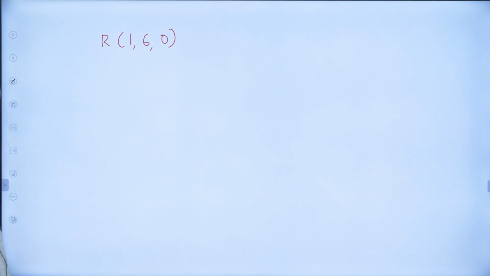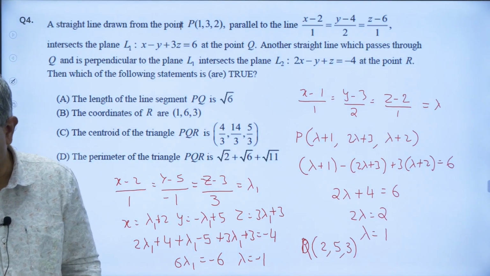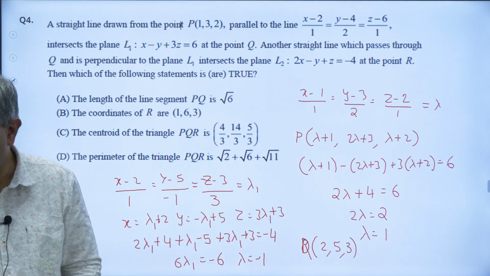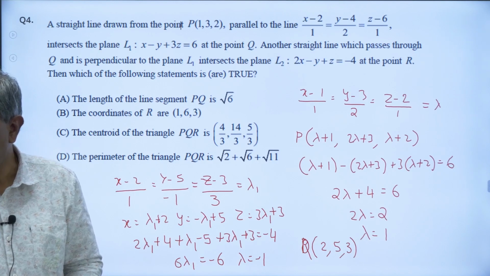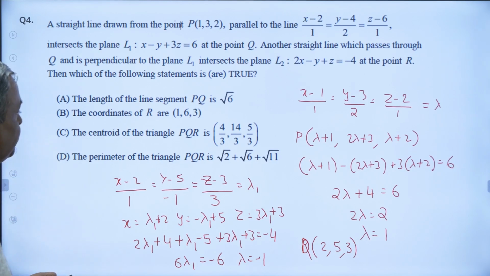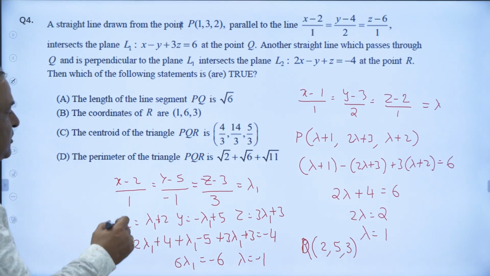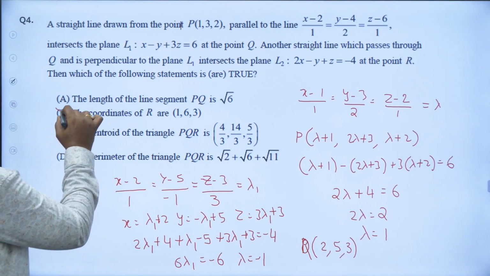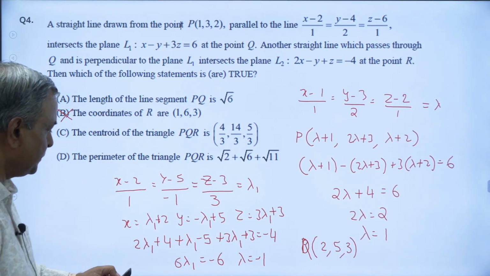This is one of the questions. 1, 6, 0, we got the coordinates. Okay, 2, 4, 3, we got 1, 6, 0. So option B is wrong. Three options are left now.